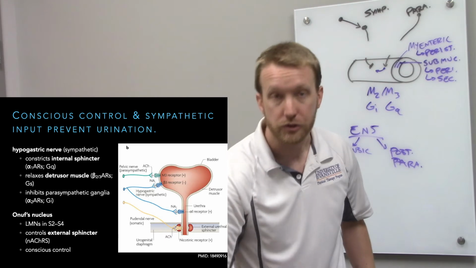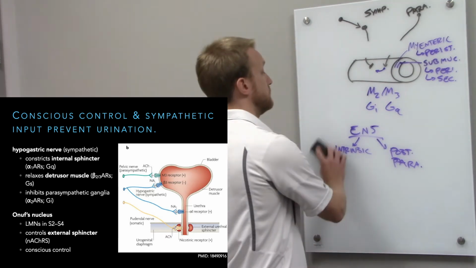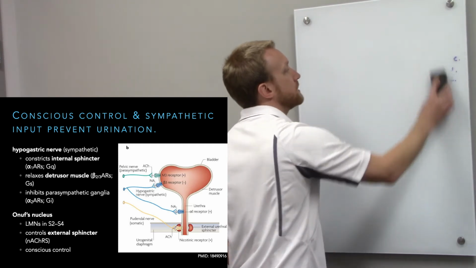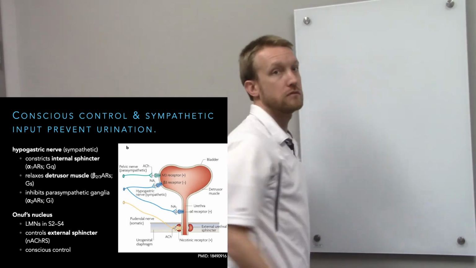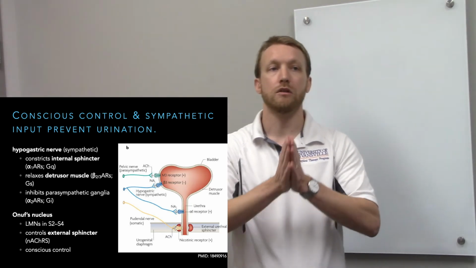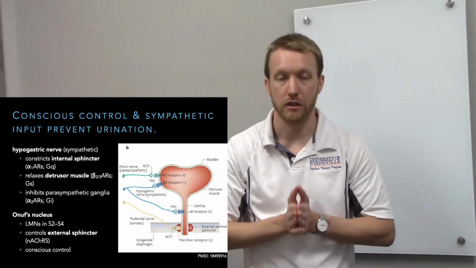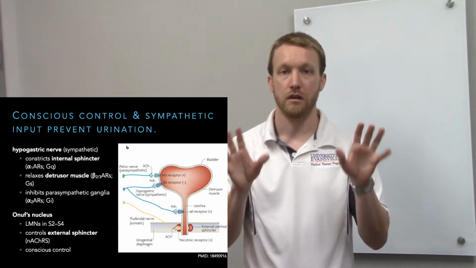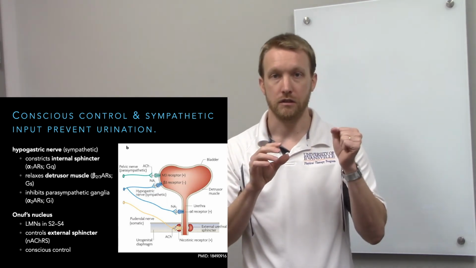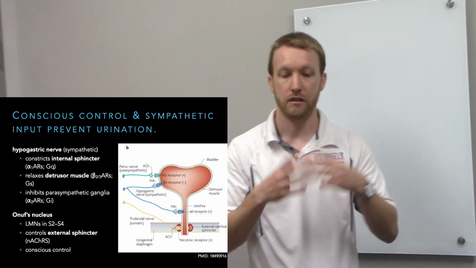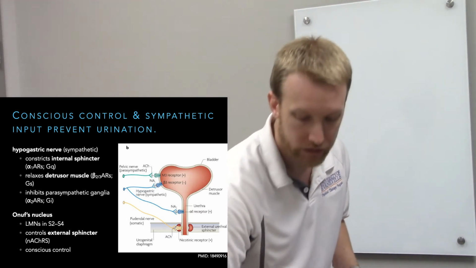We'll move on to control of the bladder. So, sympathetic tone here. Sympathetic tone allows for storage of urine. So at baseline, sympathetic nervous system keeps the sphincter, internal sphincter contracted, the bladder relaxed.